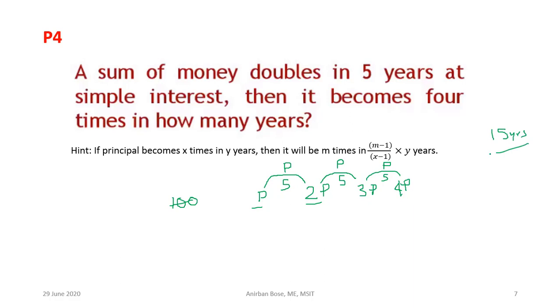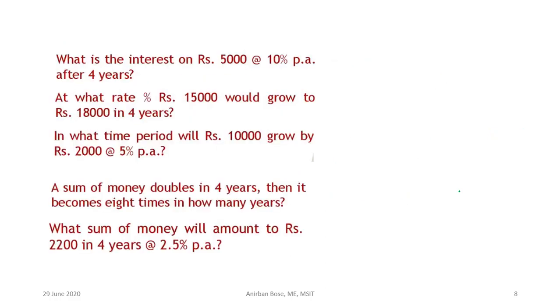Or in general, you can directly apply this formula, where m is how many times the sum has to become. Here m is 4, x in this problem is 2, and y in this problem is 5. If you simply put these in, you will again get 15 years. Now coming to the next problem. These are certain practice problems where you can practice similar kinds of simple interest problems.